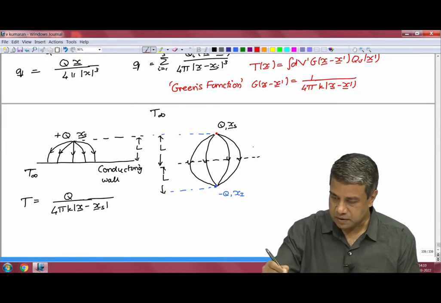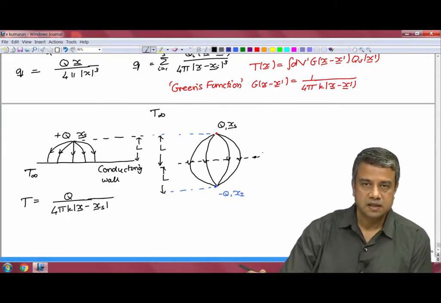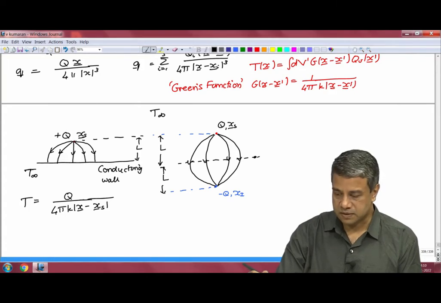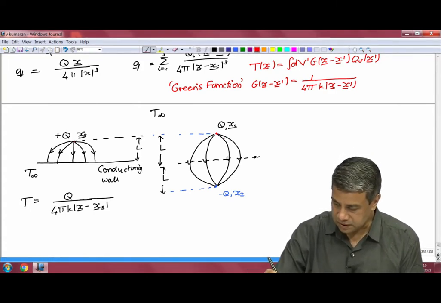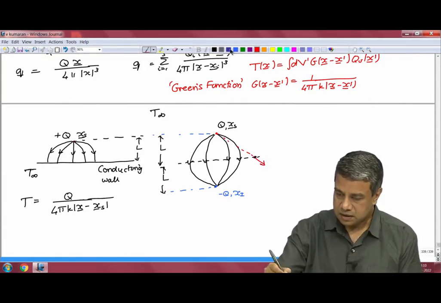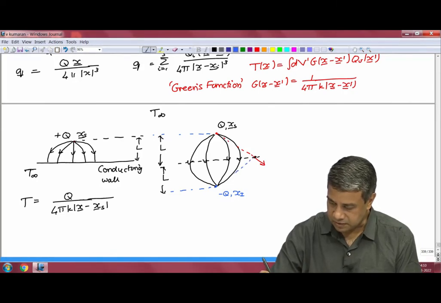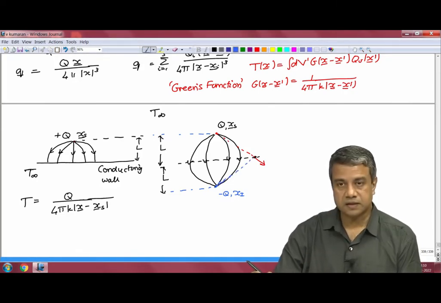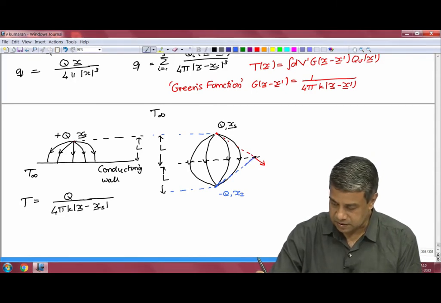At some point on the surface, let us sum up the fluxes due to the source and the sink. The flux due to the source will be along the radial direction from the source. So, it will be in this direction. There is a flux that is going into the sink. That is also in the radial direction, but it is inwards. So, it will look something like this.